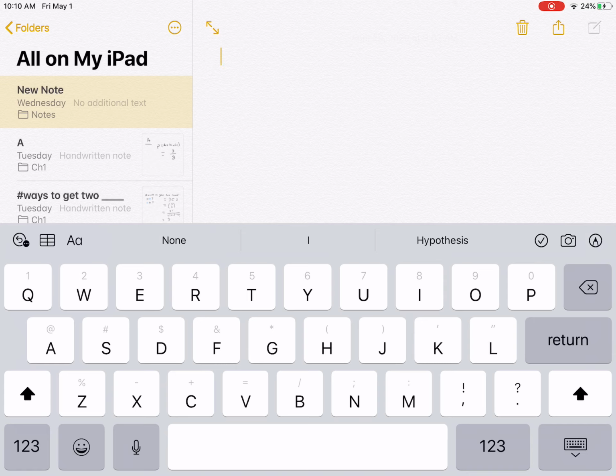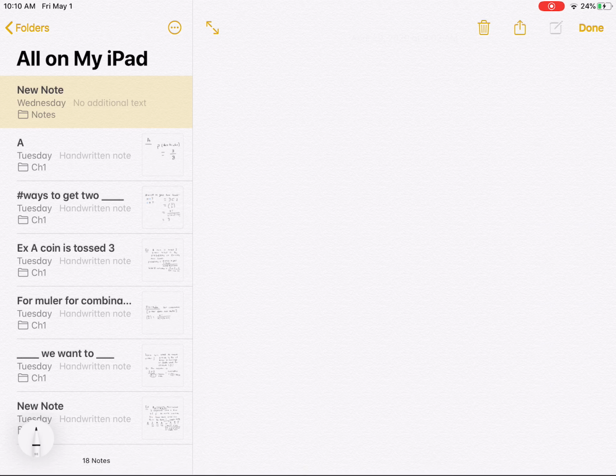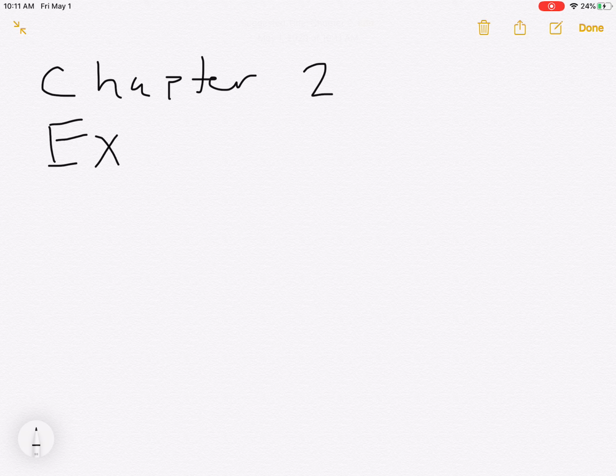Welcome to the lecture for chapter 2 of your textbook. I'm going to start off with an example. The example is you're going to toss 3 coins. Okay, so that's the experiment.